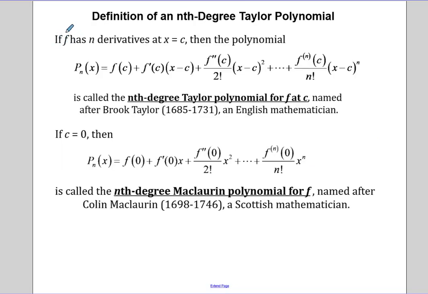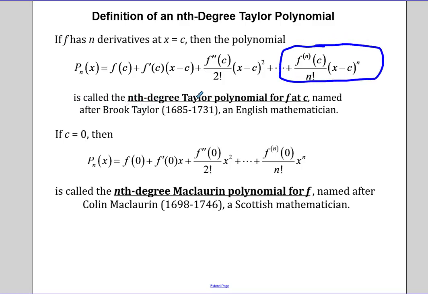That definition says if f has n derivatives at x equals c, and I'm calling c the center of my polynomial, then the polynomial p sub n of x is the function value at c plus the first derivative at c times x minus c plus the second derivative at c over 2 factorial times x minus c squared, and so on and so forth, until we get to this p sub n of x.